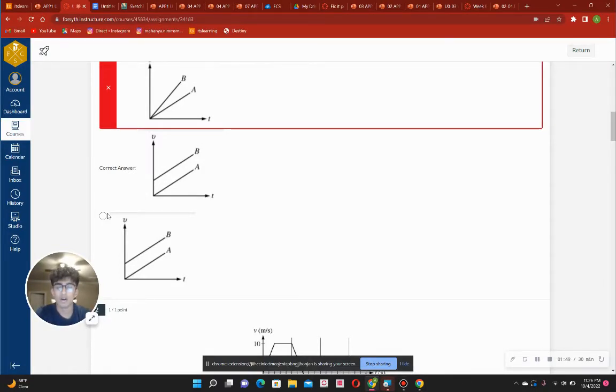And because the objects have the same acceleration, and acceleration is the same as the slope of the velocity, that means that the slope of the velocity should also be the same. And therefore, the correct answer choice is right here because in the velocity graph, the slopes are the same.